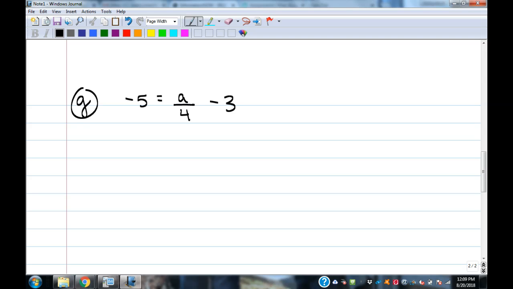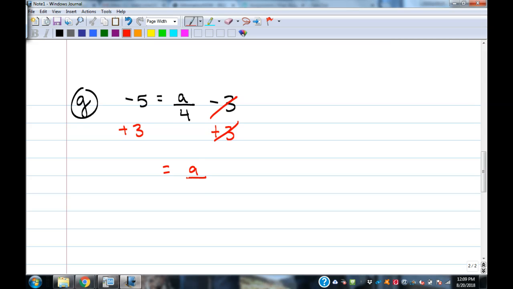Because it's like the -5 over here. It doesn't have a variable attached to it, right? The a is attached to the 4, so we can't touch it until we get rid of this other one. So we're going to move this -3 by doing what? Adding 3. Good job.